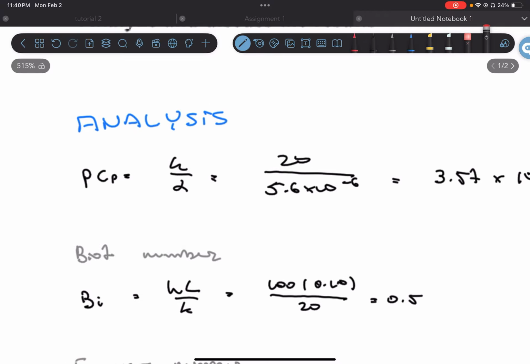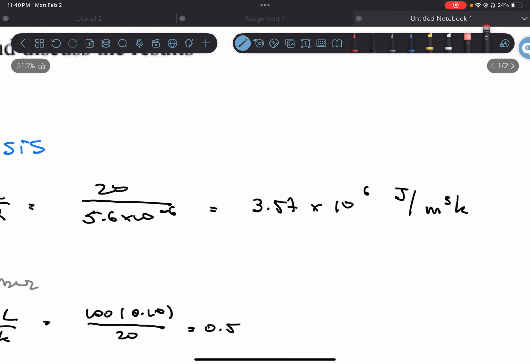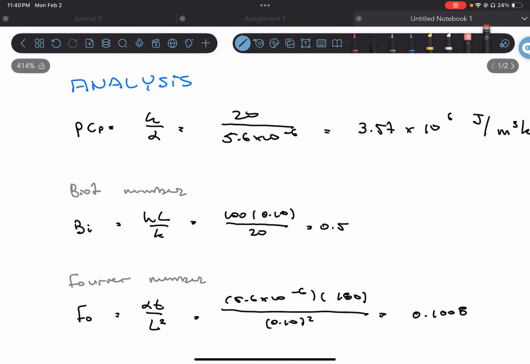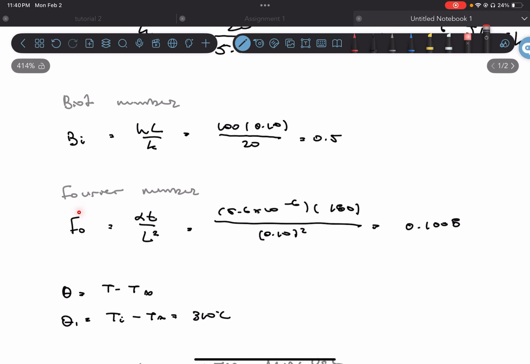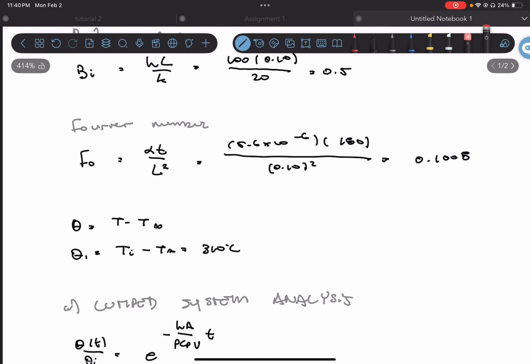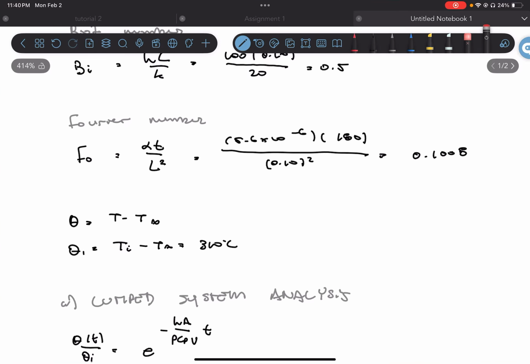So the analysis, we're calculating rho Cp, which is a heat constant, which ends up being 3.57 times 10 to the 6. We're calculating Biot's number using this formula, and we find that it is 0.5. We're finding Fourier's number, and we're finding theta i, which is by this formula, which is 310.